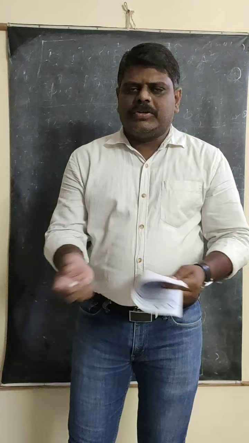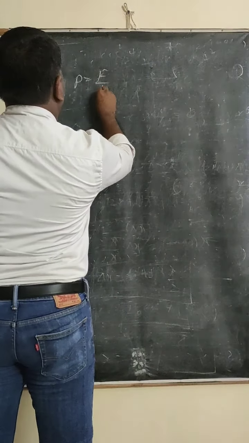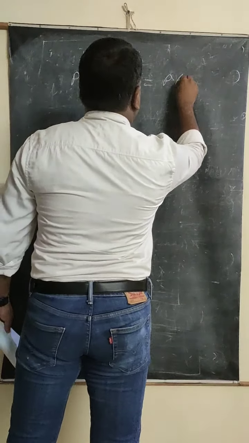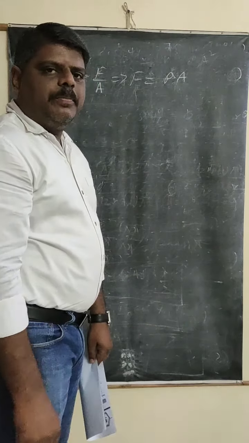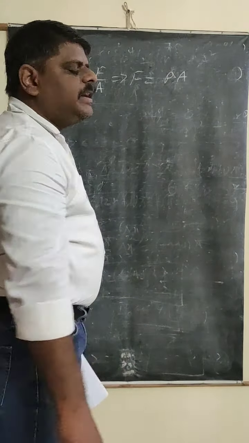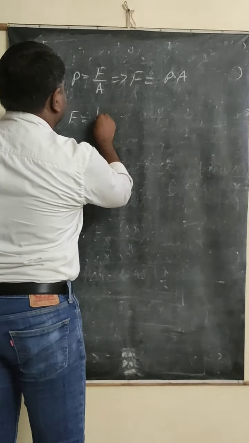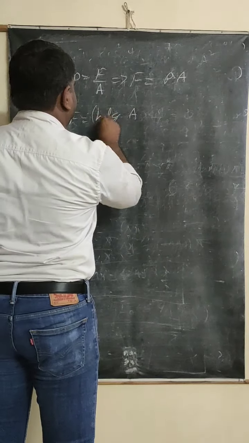To find the force, the general formula of pressure is P equals F by A. That implies the force F equals P into A. Okay, this is the formula we are going to use. F equals P into A. The pressure means H into D into G. That means the force F equals H D G into A, the area of cross section.